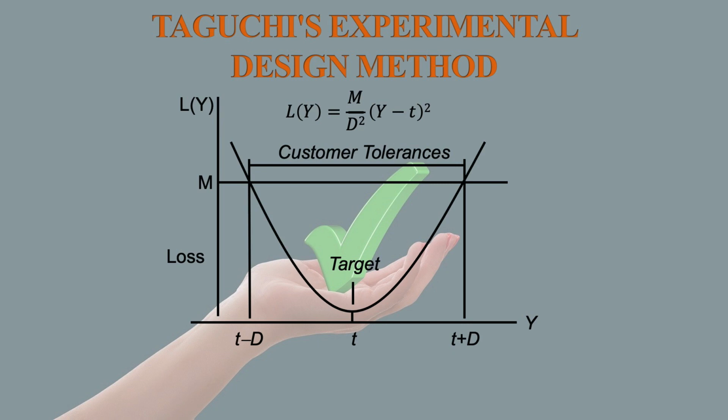So that will be the loss to the society, that is in the right side or left side, anywhere. If it deviates from that point, then it gives the loss to the society. That is the advantage of this experimental design method.